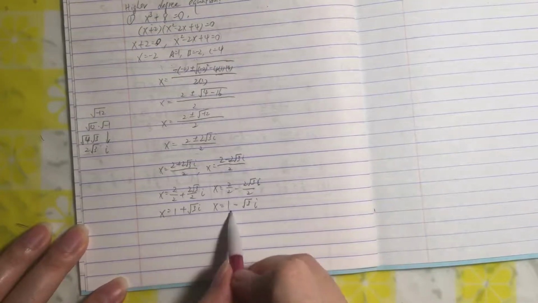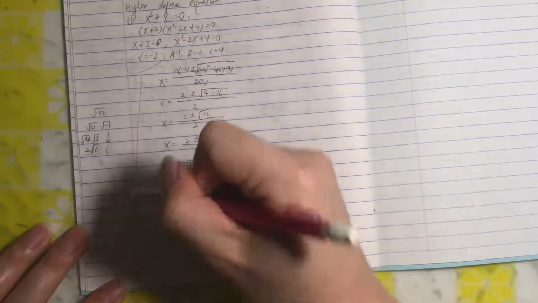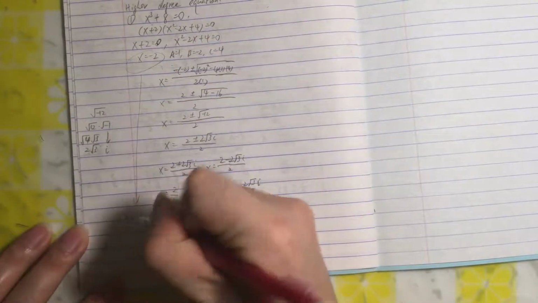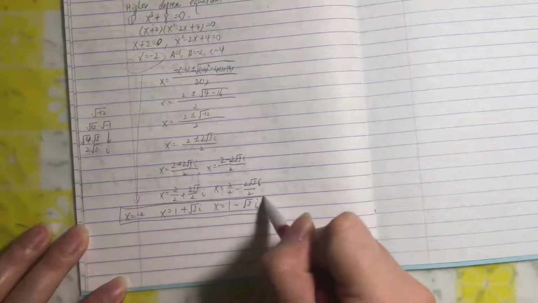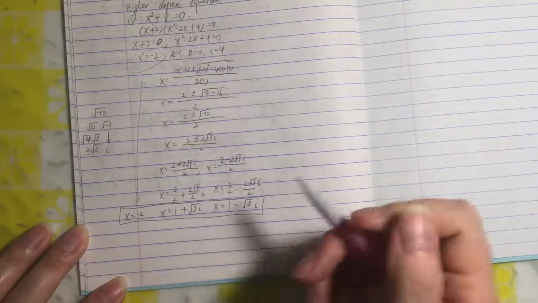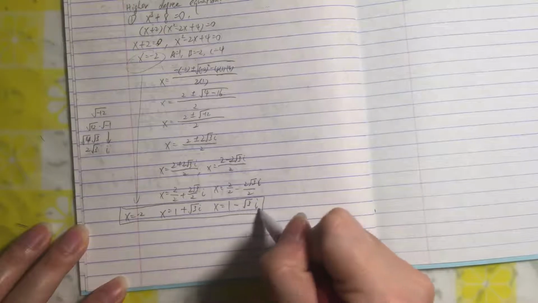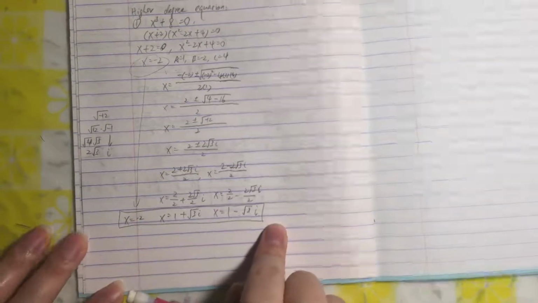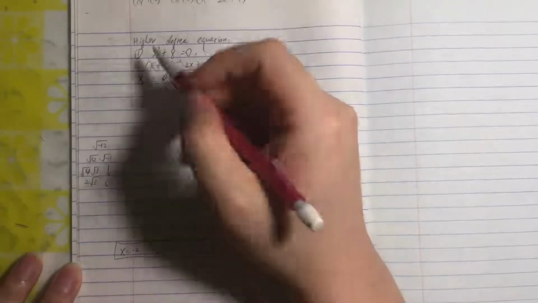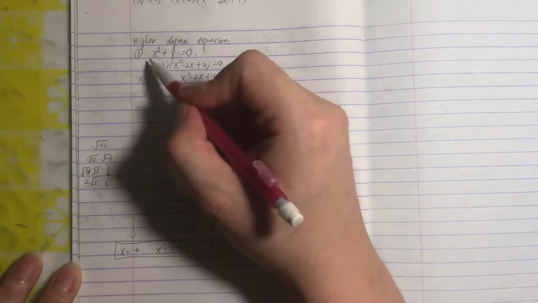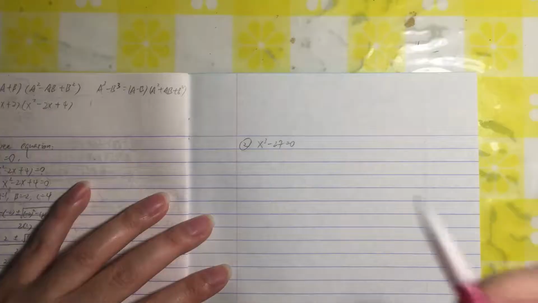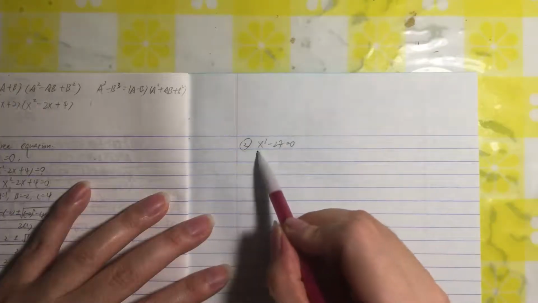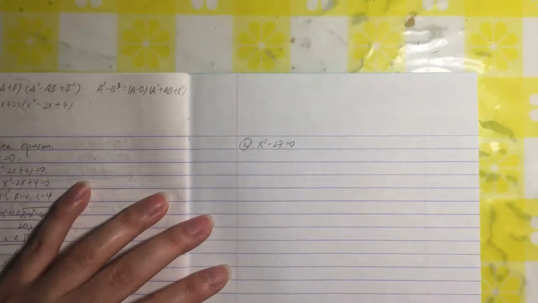So we got 2 solutions here, plus this solution, we have 3 solutions. s equals negative 2, and s equals 1 plus square root of 3i, and 1 minus square root of 3i. There are 3 solutions. In general, when we have a third degree equation, there are 3 solutions. Next example, s cubed minus 27 equals 0.